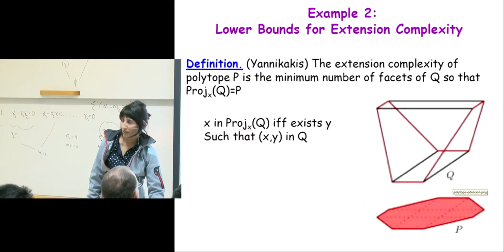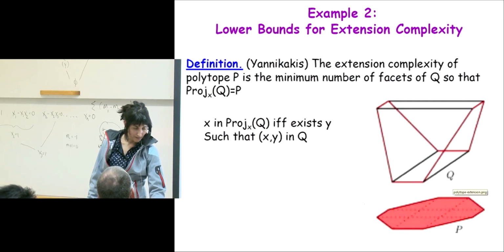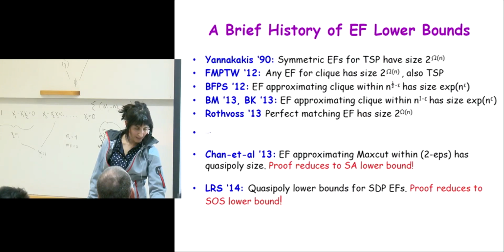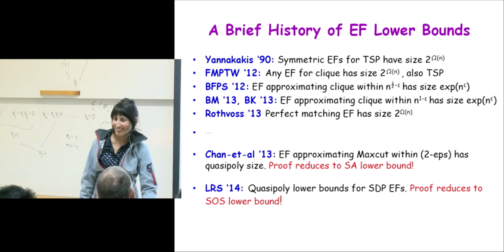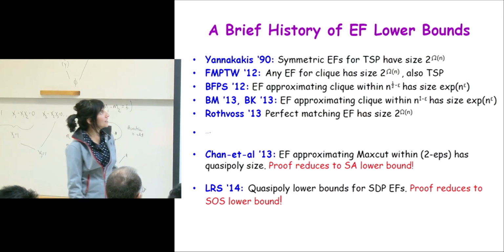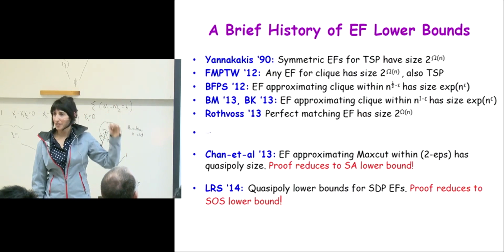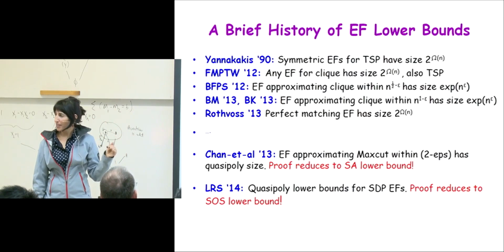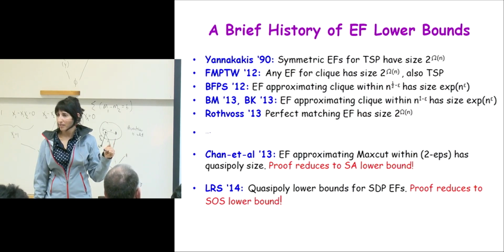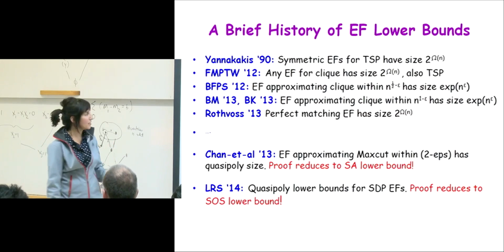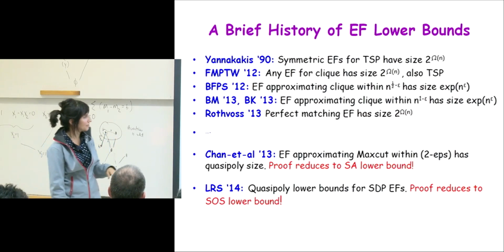There's also a strong connection between lower bounds for extension complexity and sum of squares lower bounds. If you don't know what extension complexity is, I'll skip it because we don't have time now. But there's a long history of lower bounds on the extension complexity. Do I have time to talk about this? I probably don't, right? Okay, I'll skip it. I don't want to crowd the rest of the day.